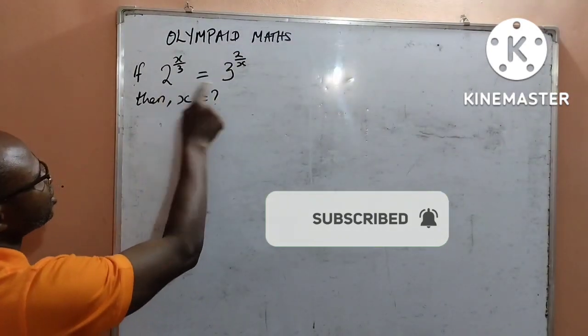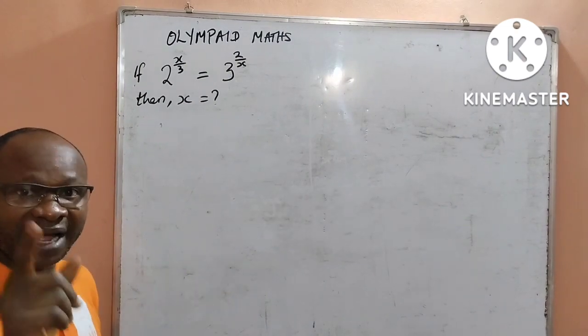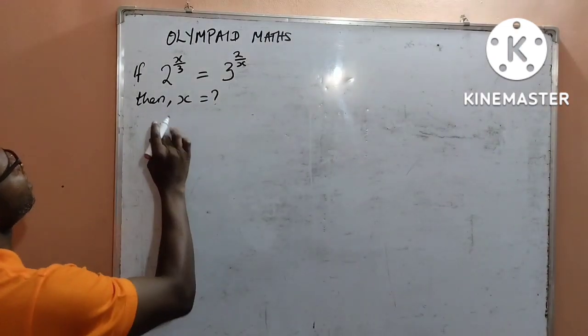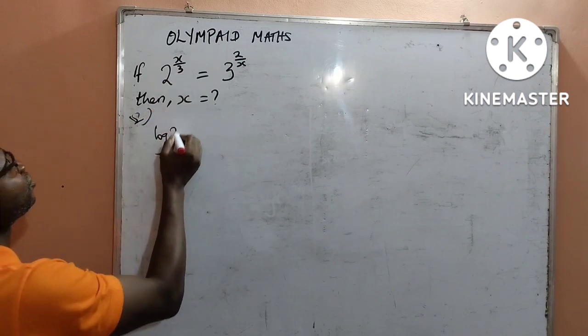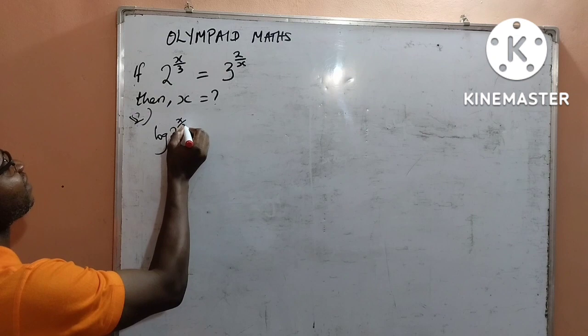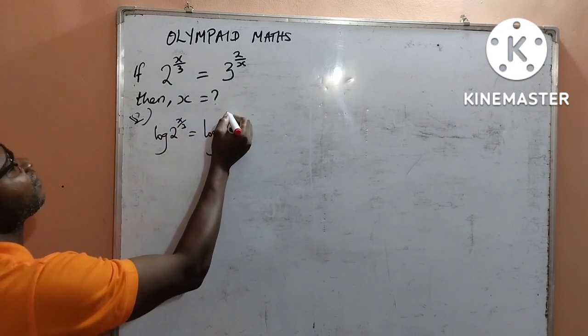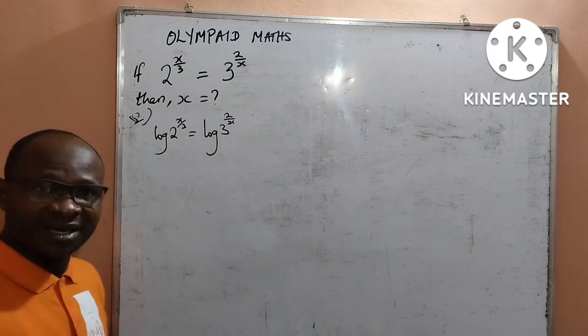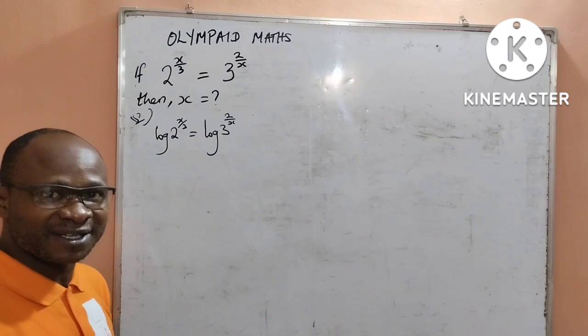The first thing I will do to this question is to apply logarithms to both sides. And doing that, it will look like this. By solution, the log of 2 raised to the power x over 3 equals the log of 3 raised to the power 2 over x. I have applied logarithms to both sides.